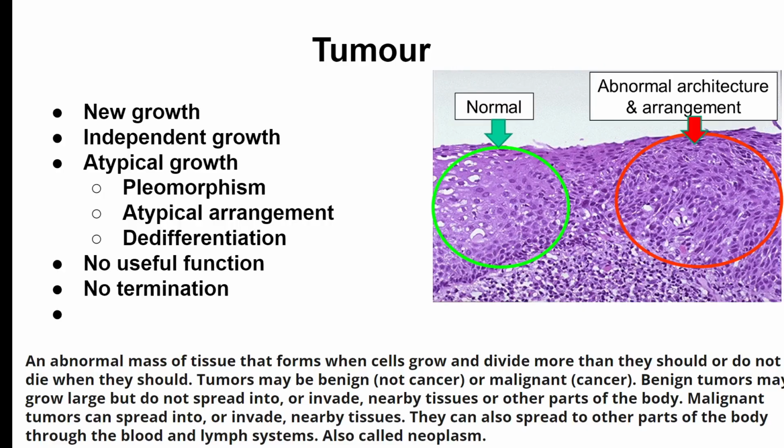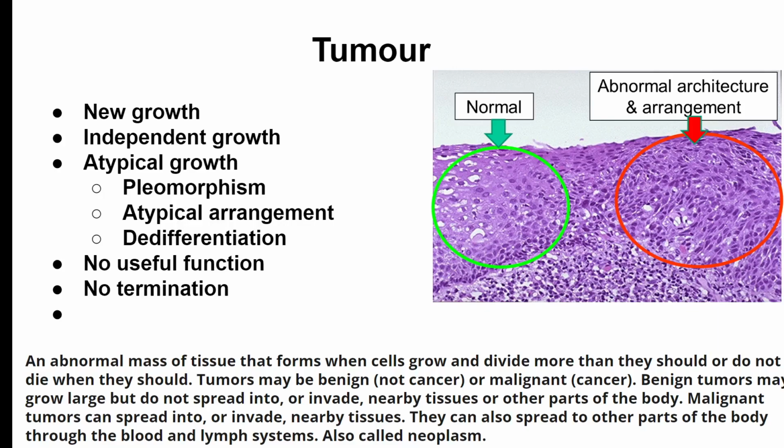Now, arbuda cannot be translated as a tumor because when we define the word tumor, a tumor is defined as a new growth which has an independent character, has atypical formation, has no useful function, and no termination. Independent growth means that normal growth is dependent on variable factors, environmental factors, the surrounding area, and so on.